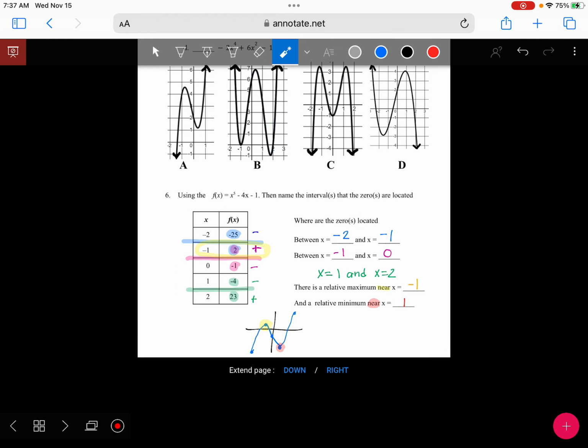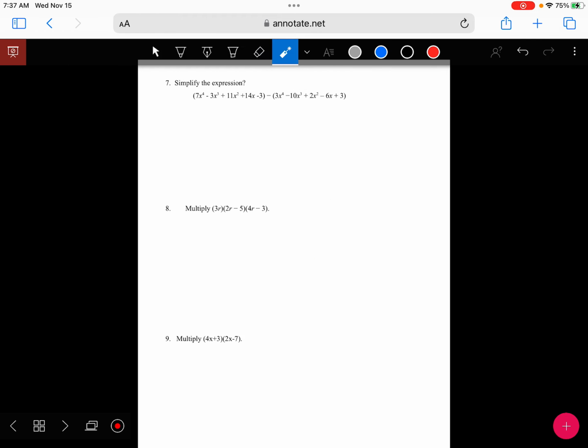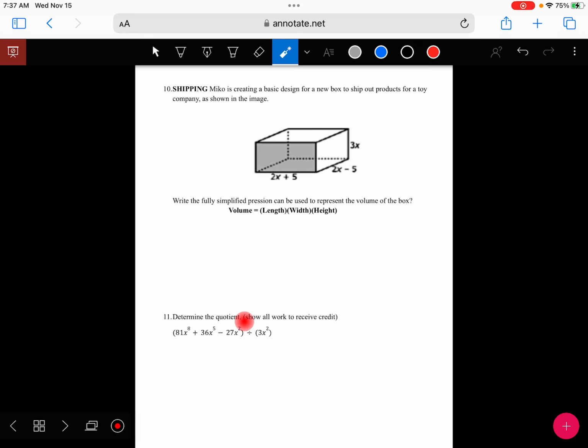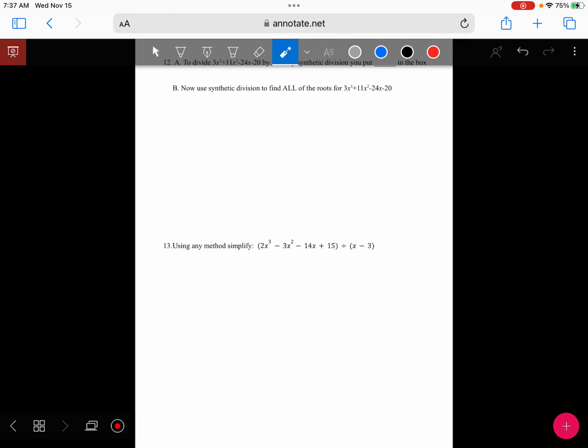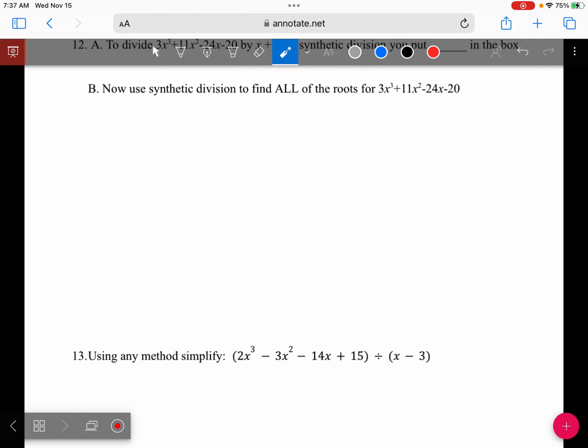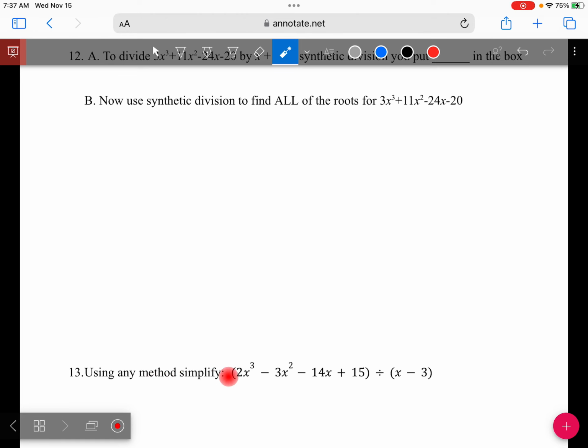So if we ask you to find, let me show you which one. If it says something like determine the quotient, or simplify or divide, you do not have to factor. If it says simplify using any method, you do not have to factor it. This just says simplify. This says find all the roots, so this means we factor afterwards. This just means divide, however you want to. This one means divide, then factor. Okay? Do you want to do one of these? 12. Let's do 12.